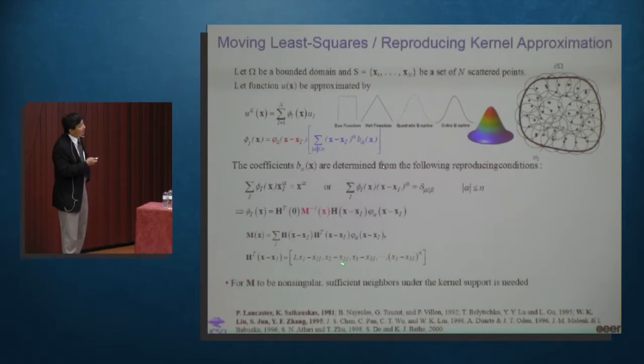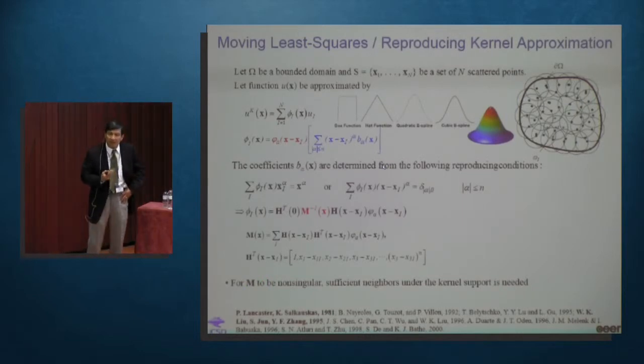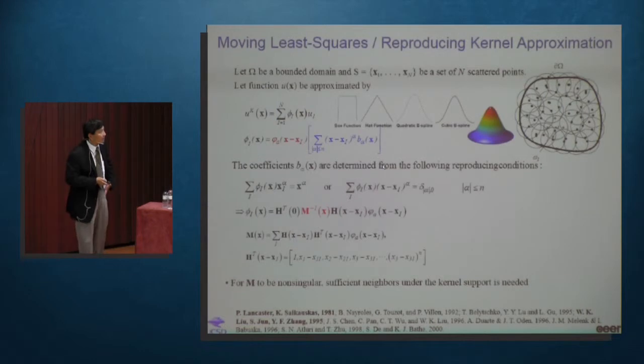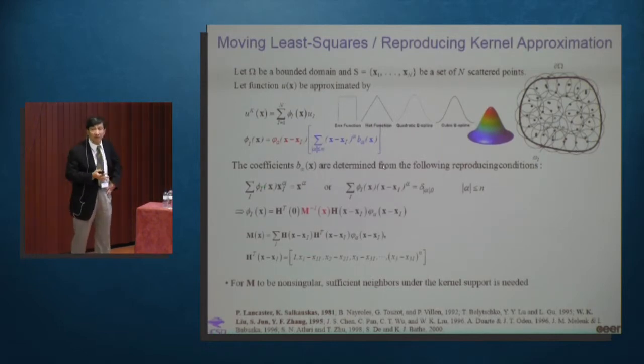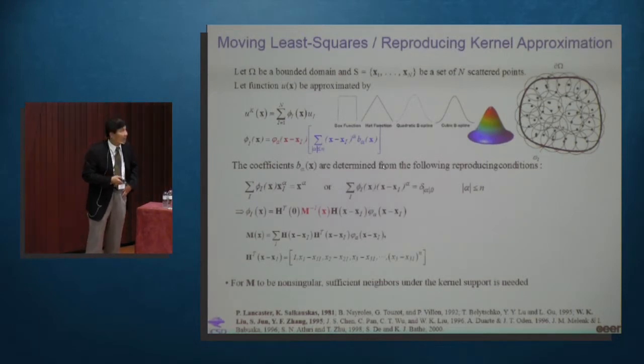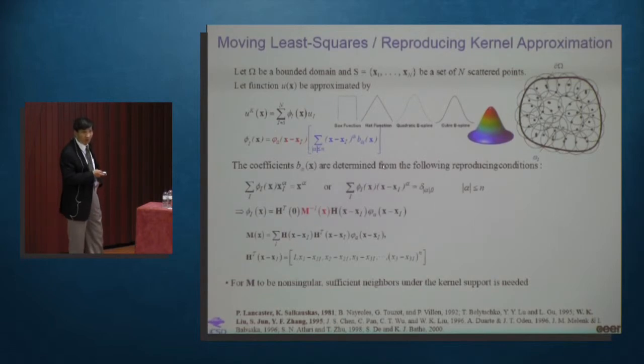So there's a possibility that this moment matrix may have a singular value, meaning the zero eigenvalue, and may not be invertible. And what causes that? Well, when you set up these reproducing conditions and you don't have enough coverage of the neighborhood points, then this set of reproducing equations can be linearly dependent. And when this becomes linearly dependent, then M becomes singular, and this will blow up.